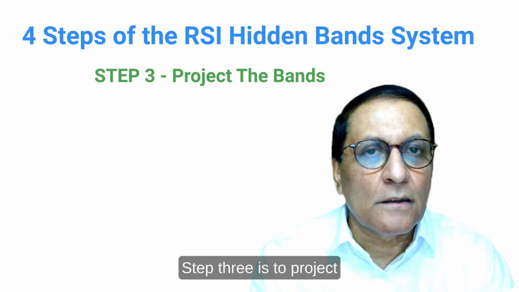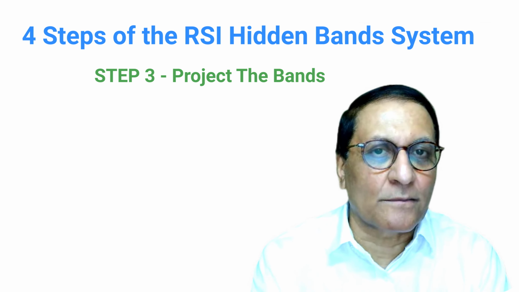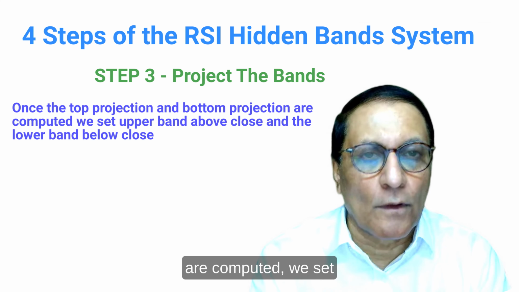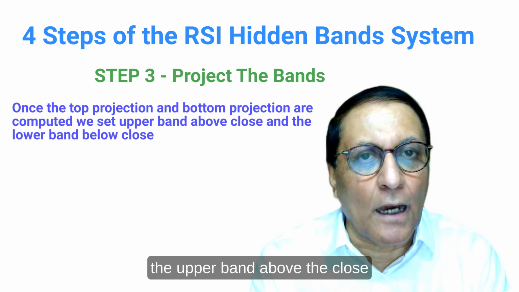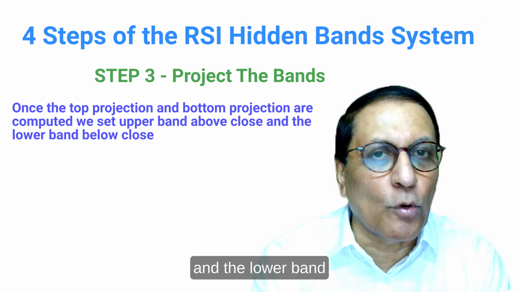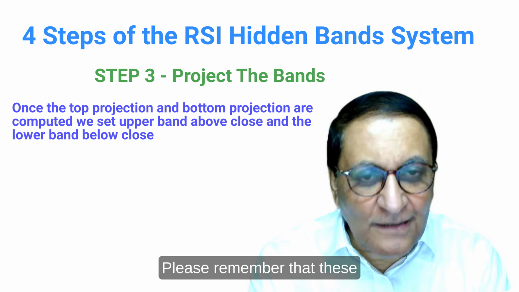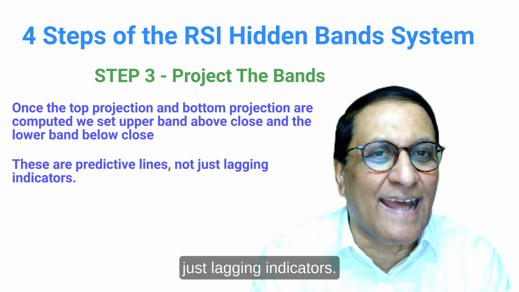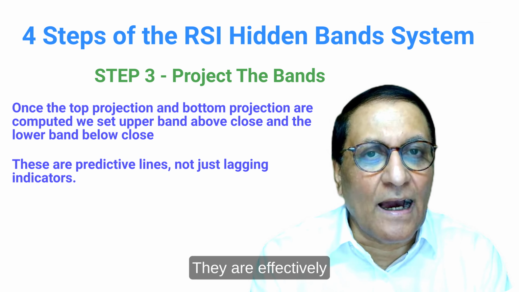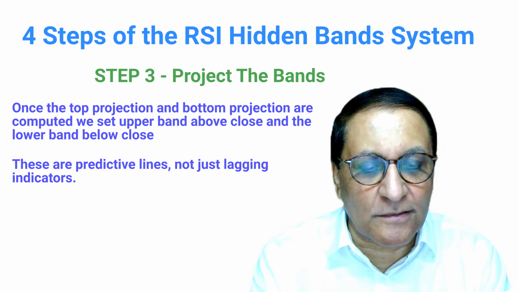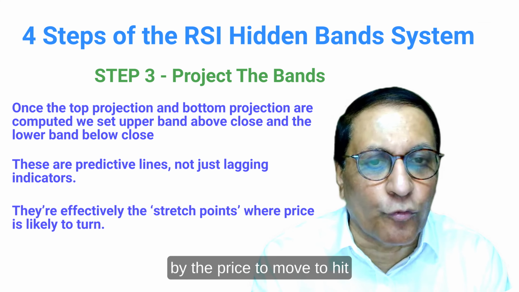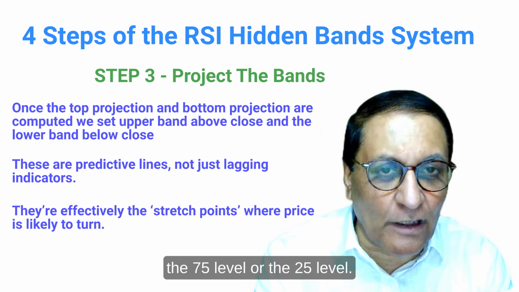Step 3 is to project the bands. Once the top projection and bottom projection are computed, we set the upper band above the close and the lower band below the close. Please remember that these are predictive lines and not just lagging indicators. They are effectively the stretch points, the amount required by the price to move to hit the 75 level or the 25 level.